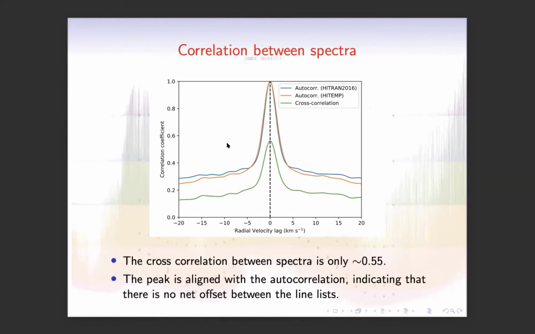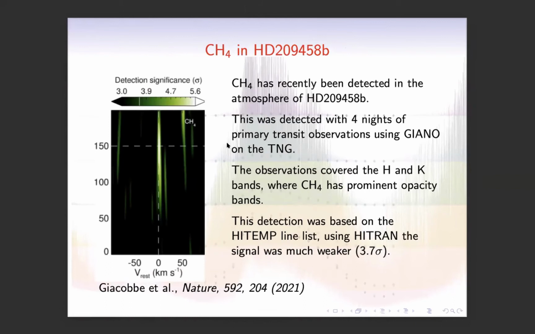So that was for HD102. But methane has also been detected in HD209, and this was using the high temp line list, which came out last year. This was using 4 nights of Giano data on the TNG. This covered the H and K bands, a little bit of the J band as well, so going from about 0.95 to about 2.6 micron, where there's prominent opacity from methane in H and K.